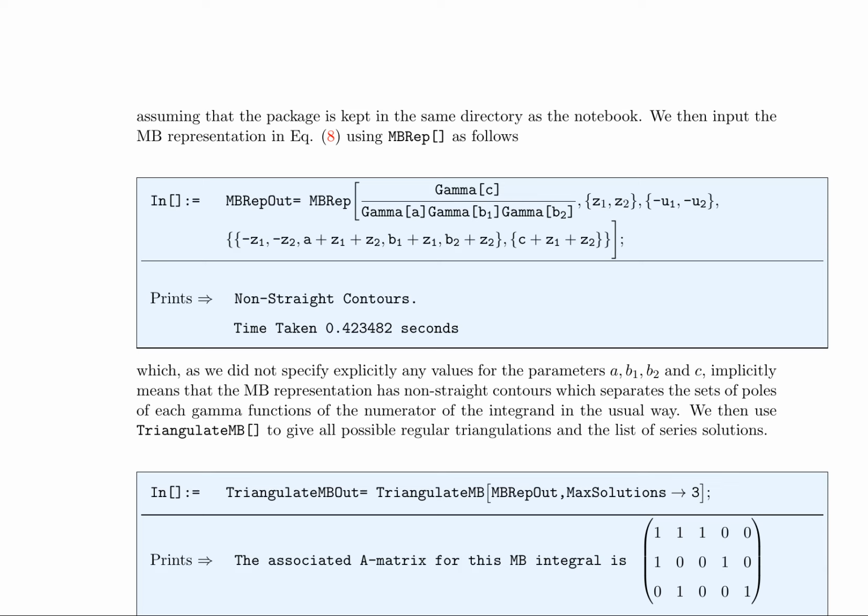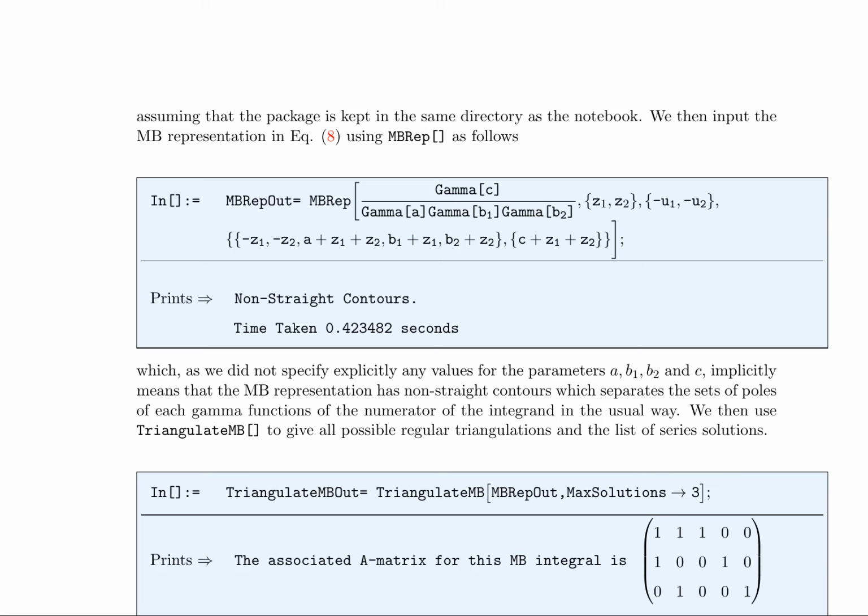This function outputs non-straight contours, indicating that the MB representation has non-straight contours separating the sets of poles of each gamma function in the numerator of the integrand. This result is obtained without specifying explicit values for the parameters a, b1, b2, and c, as they are assumed to be part of the input representation.